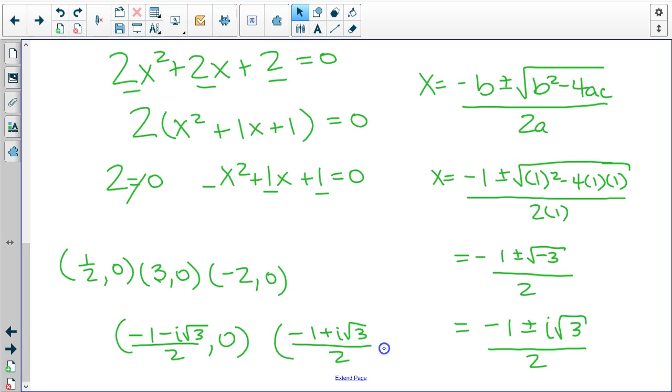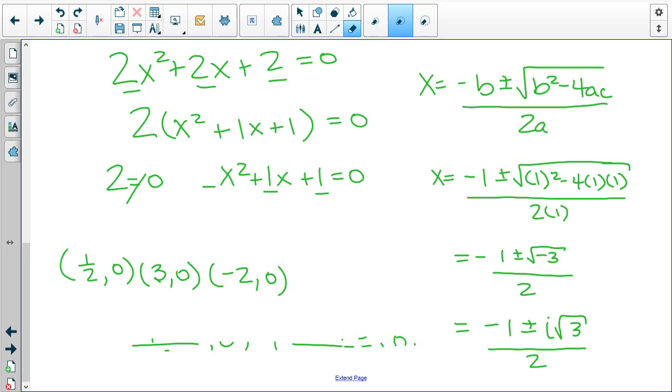What, on the graph? No. Did it say find the real zeros or zeros? Does it say real? Oh, then yeah, I don't need to do that. Sorry. Well, it's good for you to see how to do it. If it said list the zeros, you would do that. But if it says list the real zeros, then you're good right there.